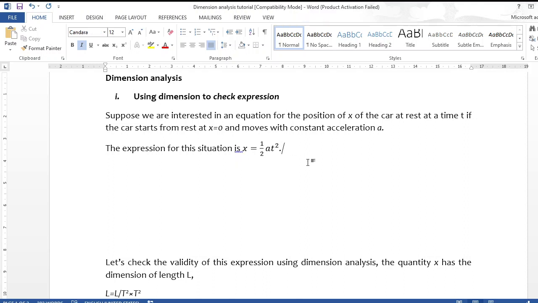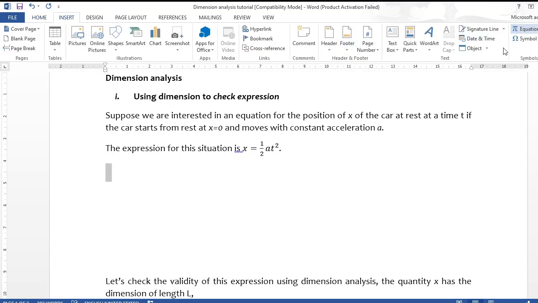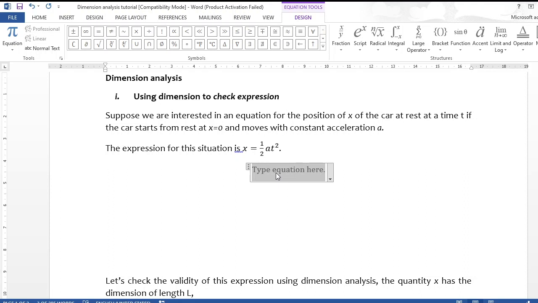So x equals half a t squared. How do we check whether the equation is correct or not? By the principle of homogeneity, the dimensions on the left hand side should be equal to the dimensions on the right hand side. On the left hand side, we are given x, and from the statement, x is the position of a car. If you are looking at the position of a car, you are looking at distance, where the car is.